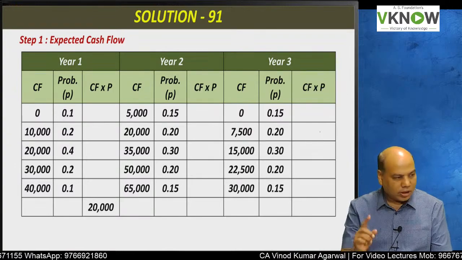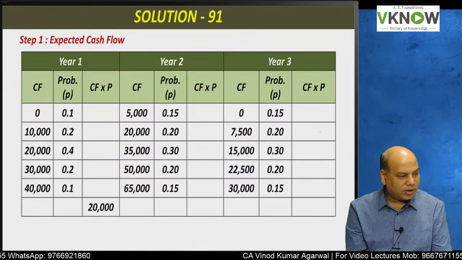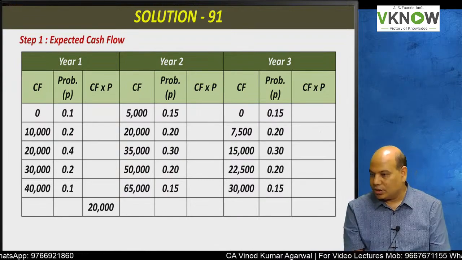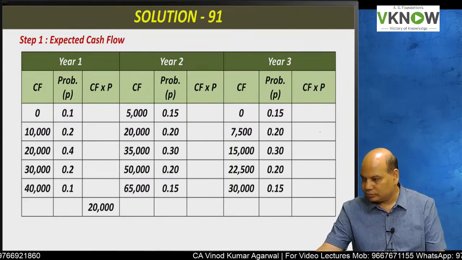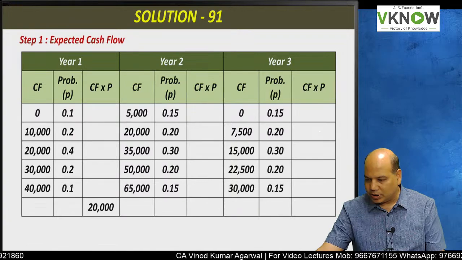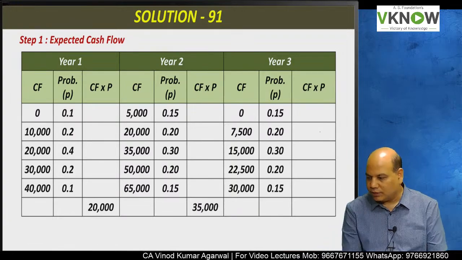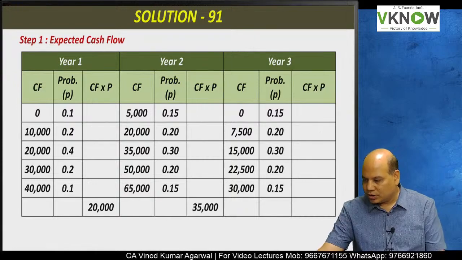Now try the next year. Please come on, try the next year. What is your expected cash flow of the next year? Is it 35,000? Go to the third year.